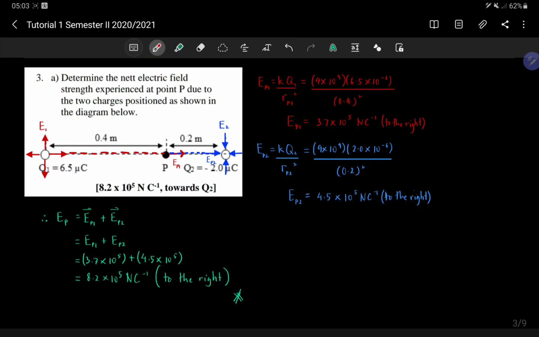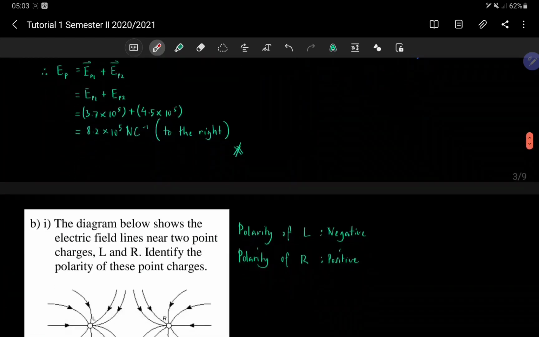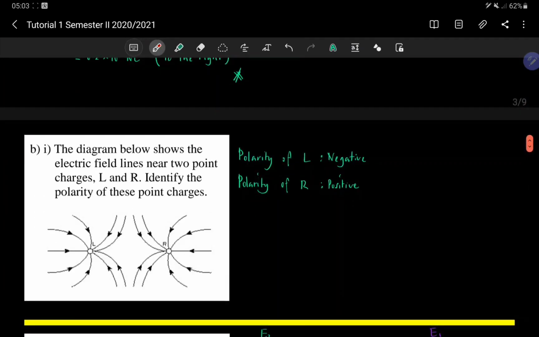Okay, next question number 3B1. It's quite easy. The diagram below shows the electric field lines near 2 point charges L and R. Identify the polarity of these point charges. According to this diagram, we have two different charges, L and R, and they ask you to identify the polarity of these two charges.